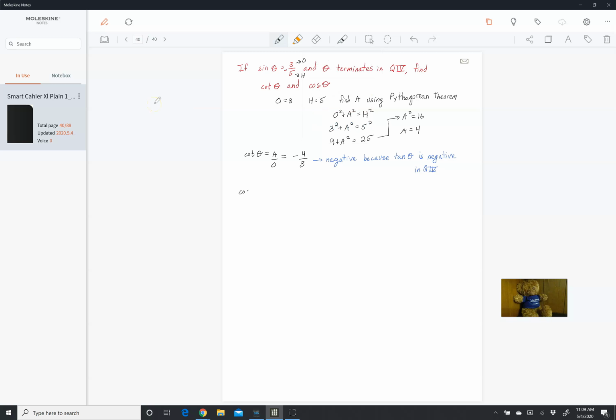So cosine of theta is adjacent over hypotenuse. And we're in quadrant 4. In quadrant 4, cosine is positive. So we could just say that this is 4 over 5. It's positive because cosine is positive in quadrant 4.